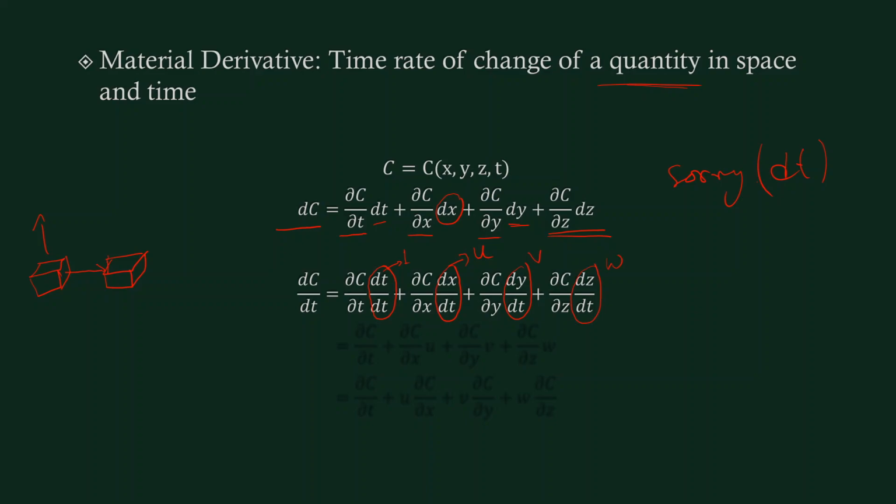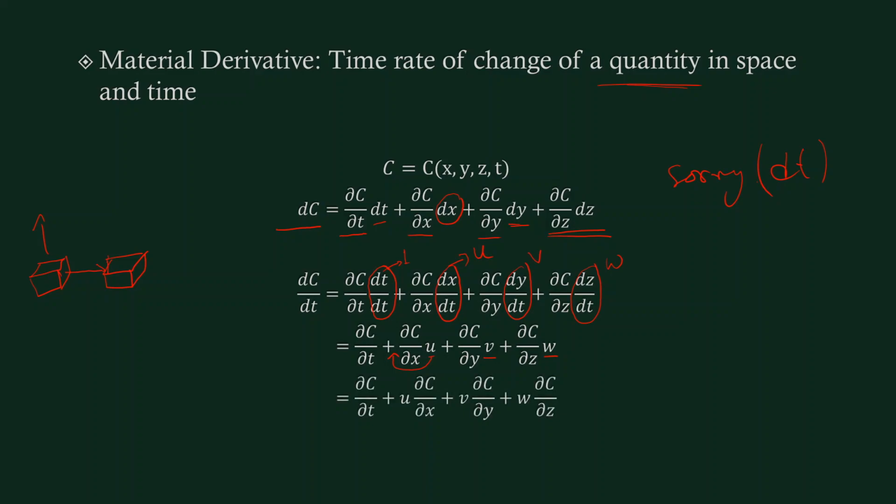Now we can write it as the partial derivative of c with respect to time, then del c by del x multiplied by u, del c by del y multiplied by v, del c by del z multiplied by w. Just to write it in the conventional sense, where we do not write a function after the partial derivative or the derivative. So let's write it this way.